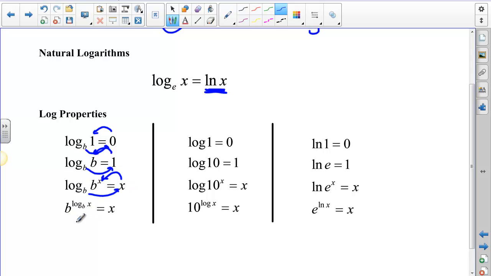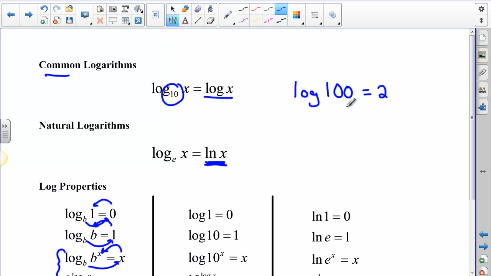And then this is a kind of funny one to think about, but if you have b to the log base b of x, that's also x. And these are the inverse properties here. If we use common logs or natural logs, same idea. Log of 1 is 0, log of 10 is 1, log of 10 to the x is x, and 10 to the log of x is also equal x. Natural log of 1 is 0, natural log of e is 1, natural log of e to the x is x, and e to the natural log of x is also x.